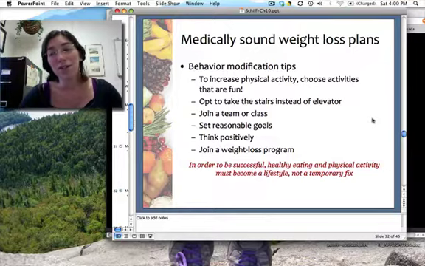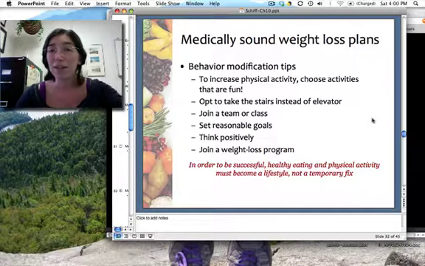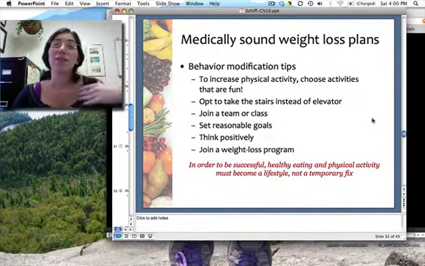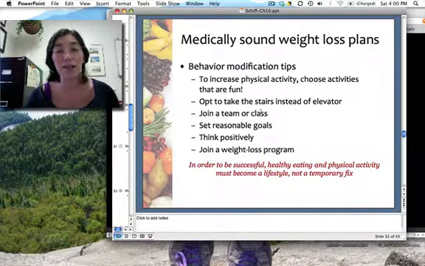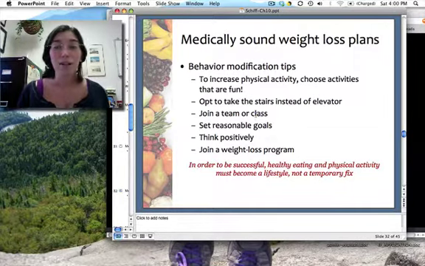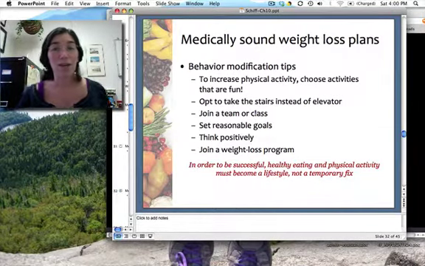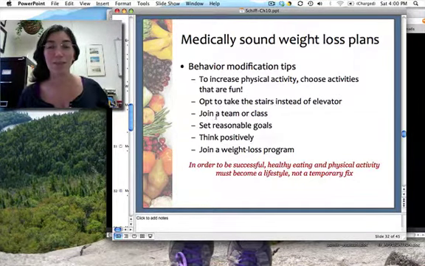Choose everyday activities that you can increase, like walking by parking your car at the back of the parking lot and walking to the store, or taking the stairs instead of the elevator. Those are ways that you can actually increase your physical activity in little ways. Join a team, like a softball league, or a class, like an aerobics class or a Zumba class. Those can be fun ways to engage in physical activity. And then you have other people who are there doing it with you and supporting you.